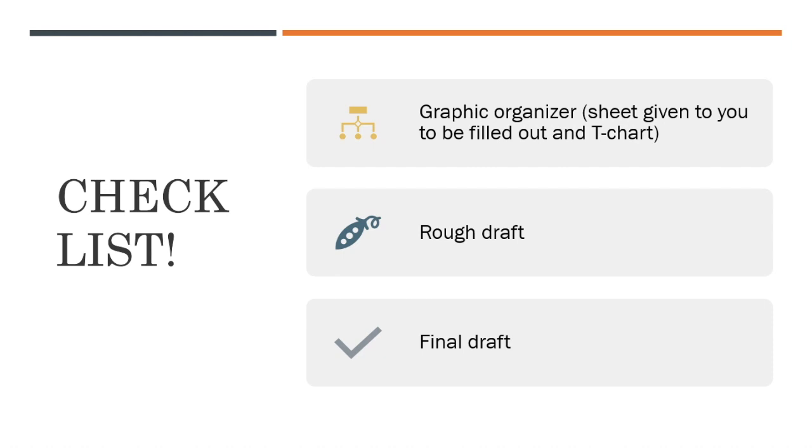So, here's your checklist. For this, there's 3 things due, okay? You're going to have a graphic organizer. You will see that when it gets sent to you. It's not getting sent to you yet because we don't want you to do it yet. We want you to pace yourself and put in effort. So, a sheet will be given to you to be filled out and a T-chart. Got to have both. Then, you'll do a rough draft. Then you will do a final draft. They will be different.